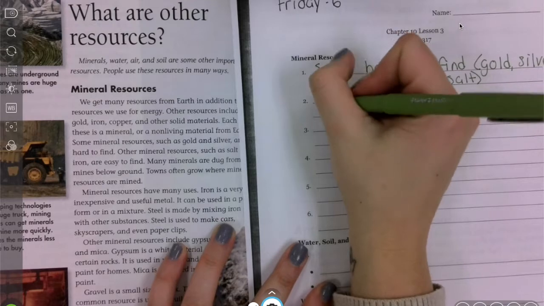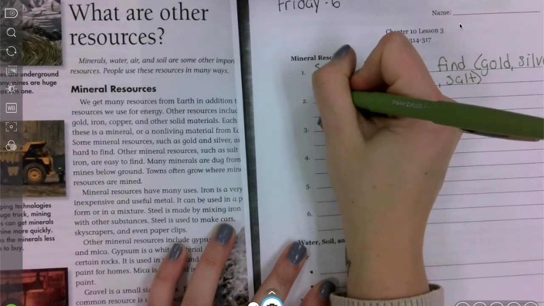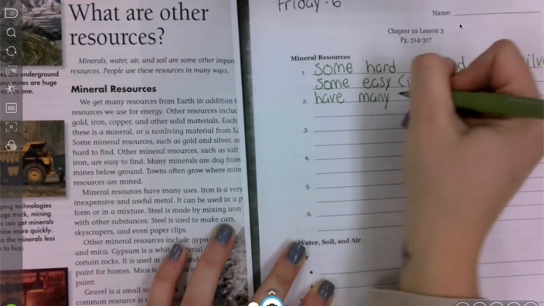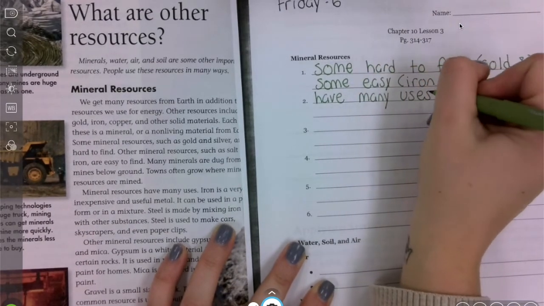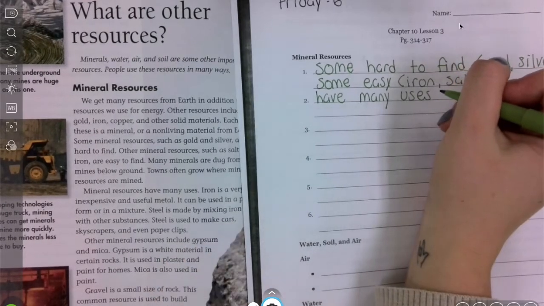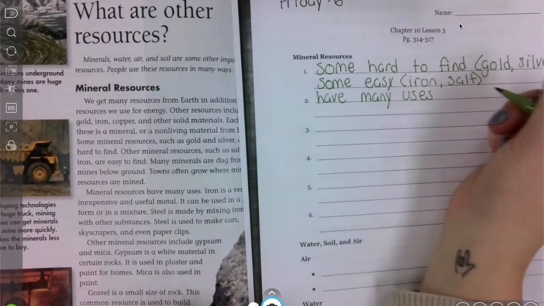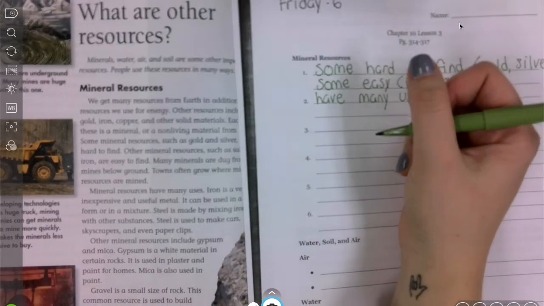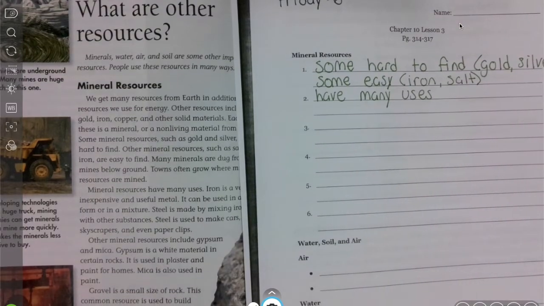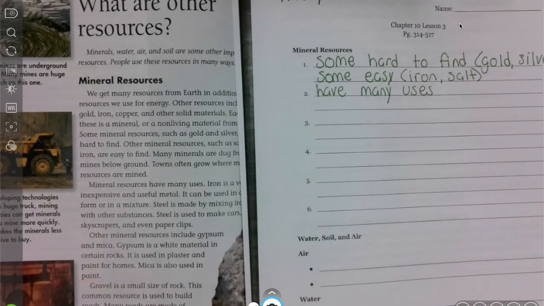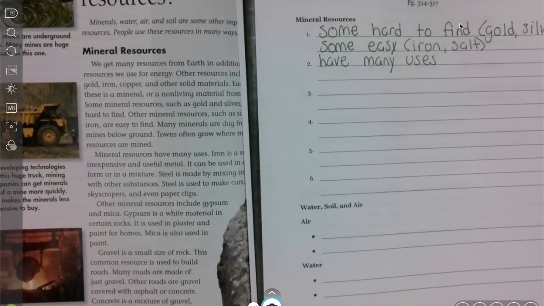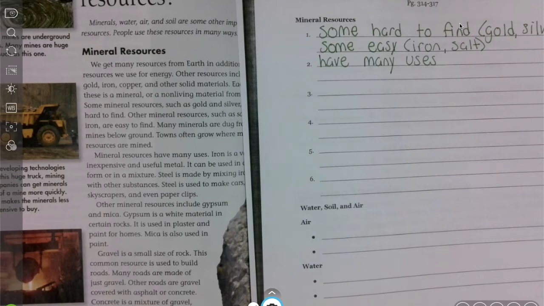Also, mineral resources have many uses. And then we can also talk about, we'll keep reading and get one more thing from this page. Other mineral resources include gypsum and mica. Gypsum is a white material in certain rocks. It is used in plaster and paint for homes. Mica is also in paint.